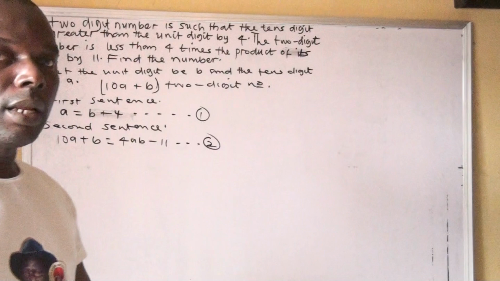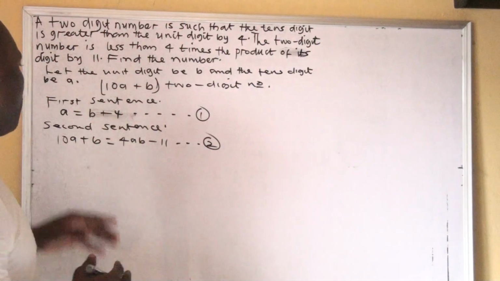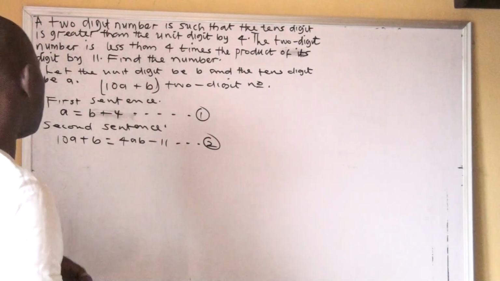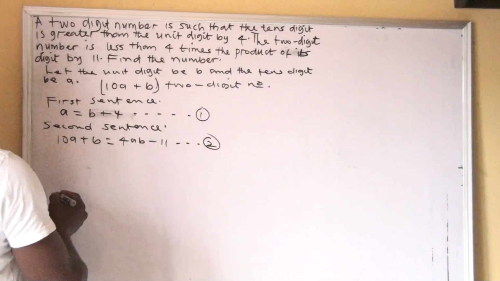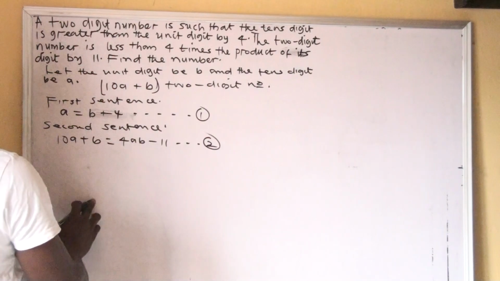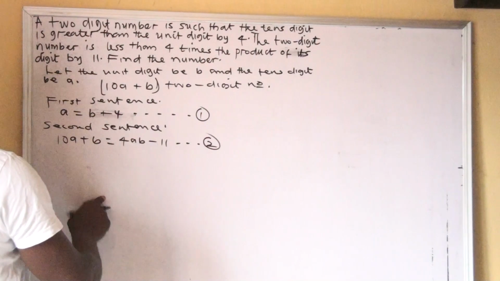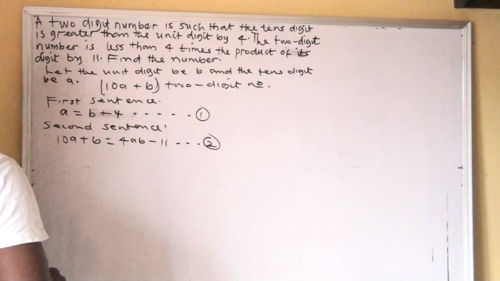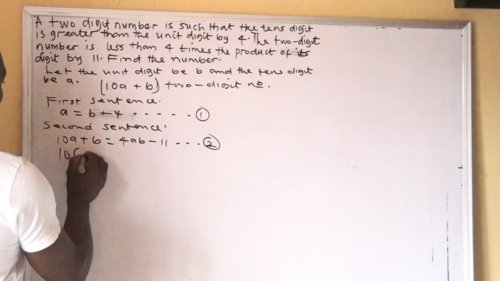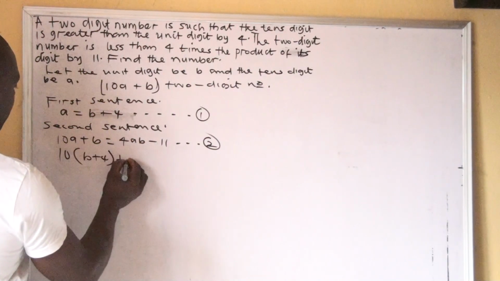This is the first thing you have to do. You have to interpret the question from sentences into algebraic equations. So we have done that, and from equation 1 we know that A is equal to B plus 4. So wherever we see A in equation 2, we substitute B plus 4. So here this is 10 open bracket B plus 4 close bracket plus B.